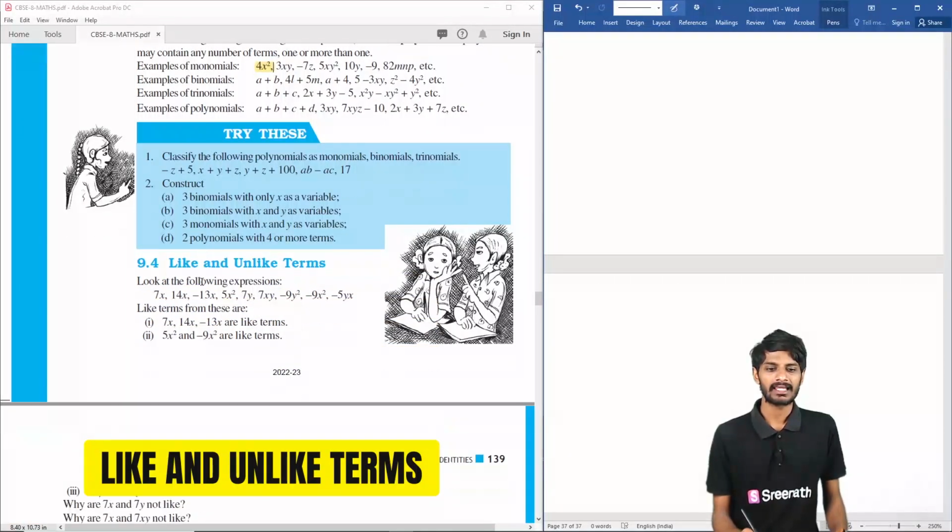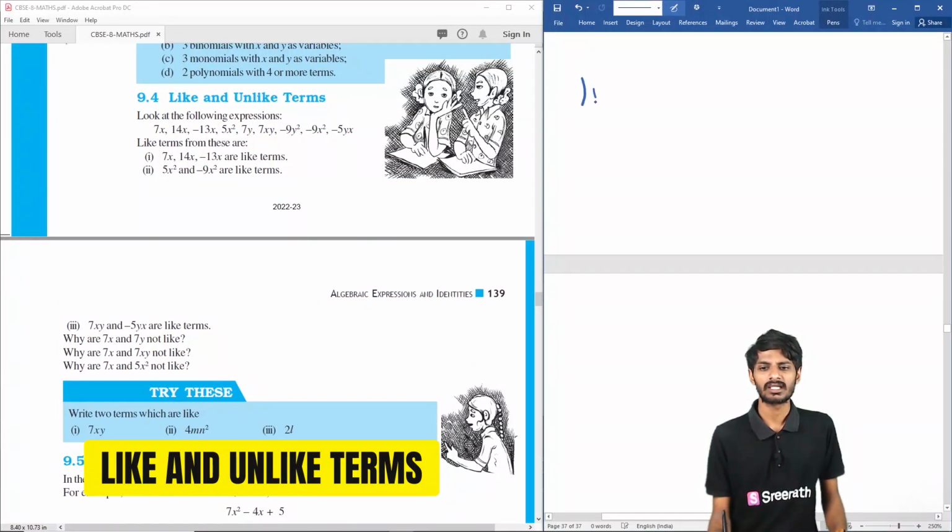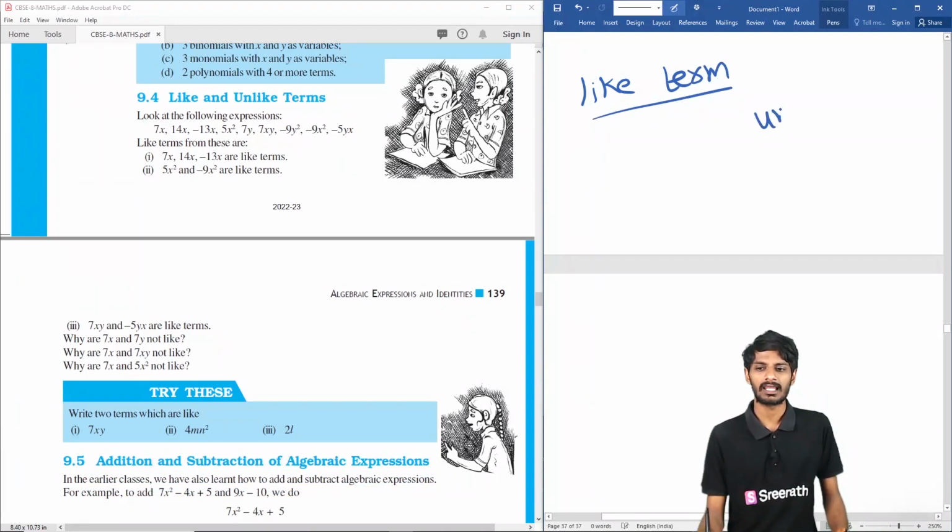And like and unlike terms. When do we say a term is a like term and when do we say a term is an unlike term?